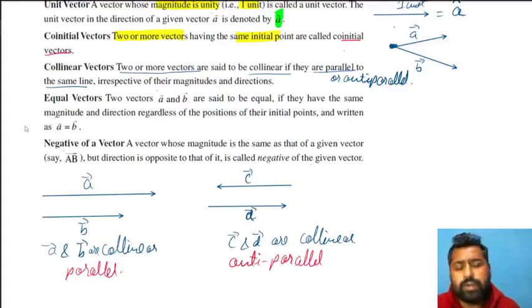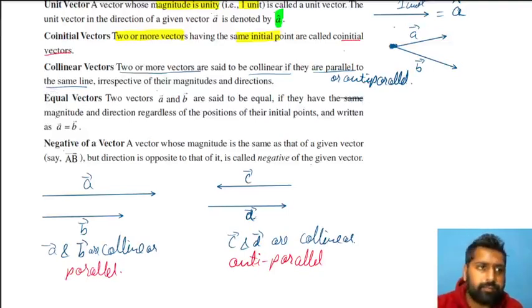Next we'll talk about equal vectors. Two vectors are said to be equal because a vector has two things, a magnitude as well as direction. So two vectors will be said to be equal if they have the same magnitude and direction. That's it. The magnitude should be the same, direction should be the same. And it will be represented like A vector is equal to B vector. Whenever you want to signify a quantity as a vector, you put an arrow on it. Like I've written here, A and this arrow. The arrow represents that this is a vector quantity.